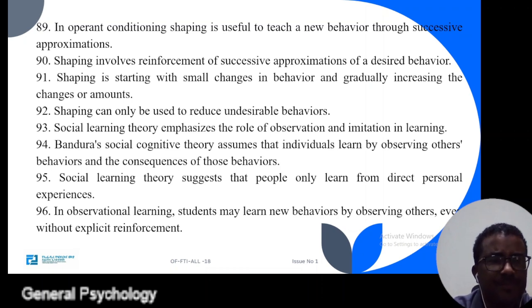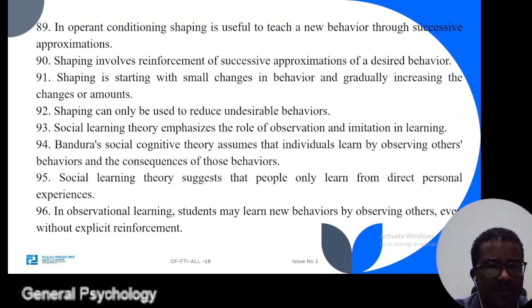93. Social learning theory emphasizes the role of observation and imitation in learning. Question number 94. Bandura's social cognitive theory assumes that individuals learn by observing other people's behaviors and the consequences of those behaviors.